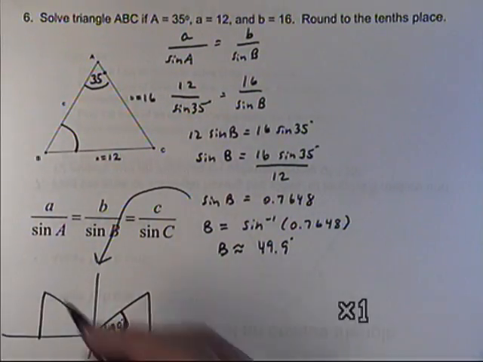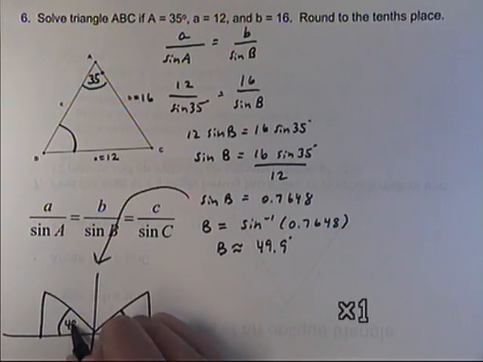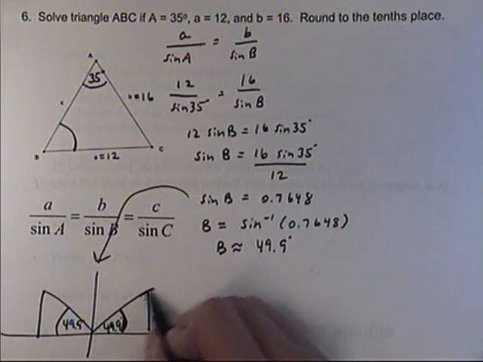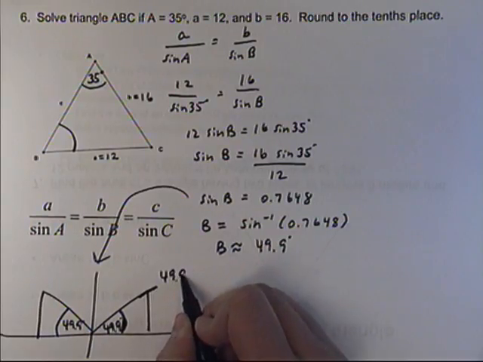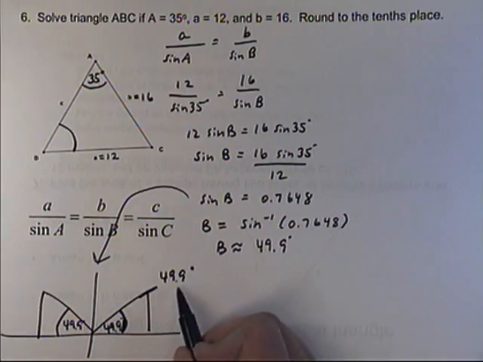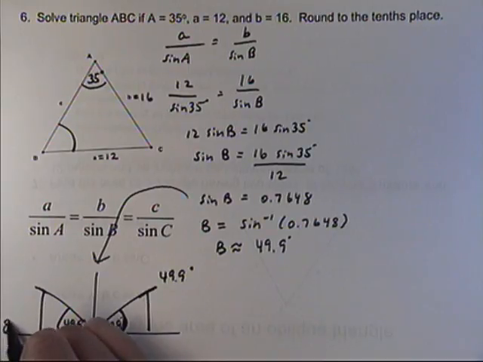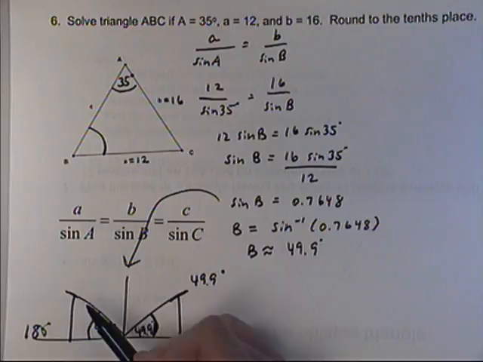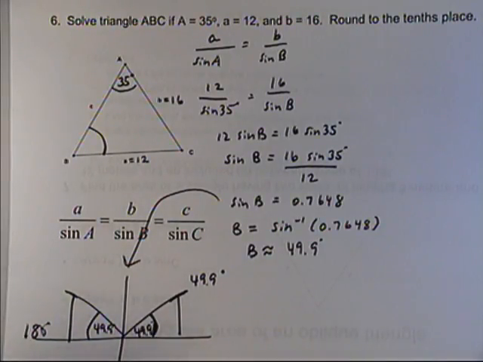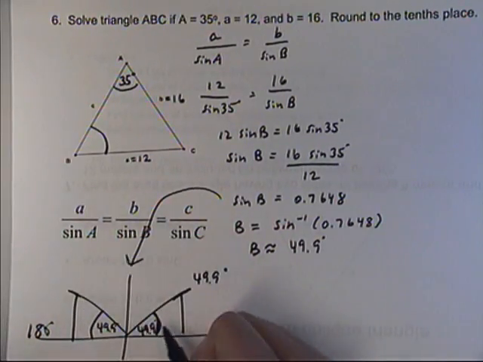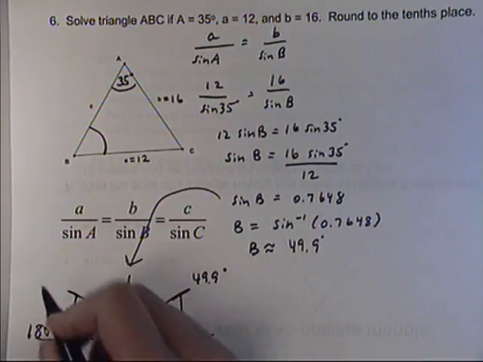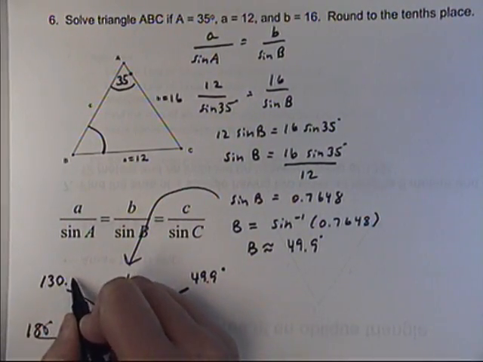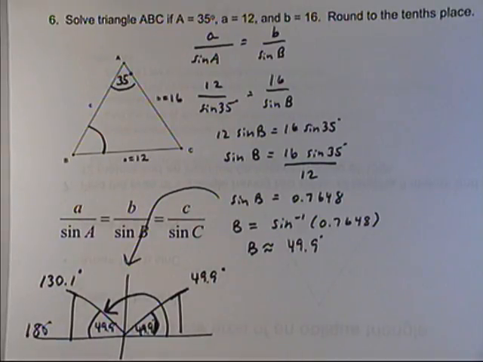So that means this distance over here is also 49.9 degrees. So we have an angle here at 49.9 degrees, and we have an angle over here that's not quite 180 degrees. If we back up from 180 by 49.9 degrees, we will have this position, which starts here and rotates over to there. That is 130.1 degrees. Now both of these angles could work in this triangle. That's what you have to understand.